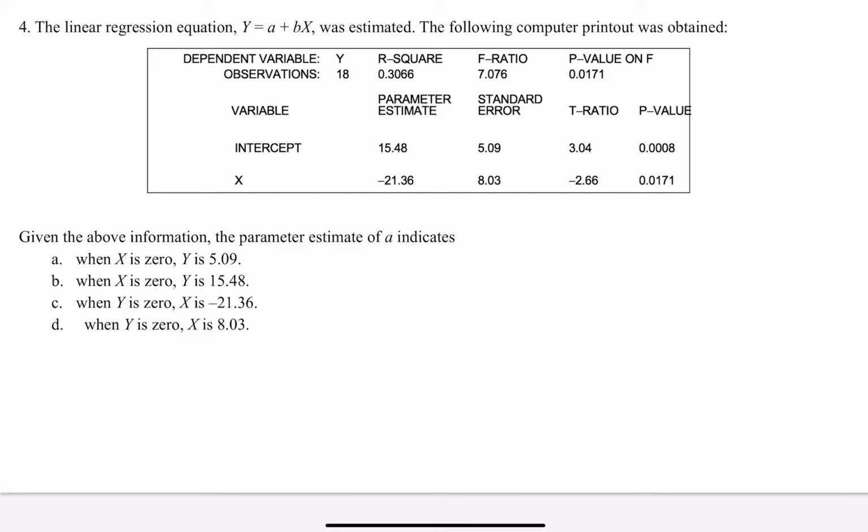So this is the second video for week 4, just to show the multiple choice questions. Given the above information, the parameter of A indicates the parameter of A is our intercept, which is right here. So that is saying that when our x is equal to 0, that's what our y value will be. So when our x is equal to 0, our y will be 15.48.